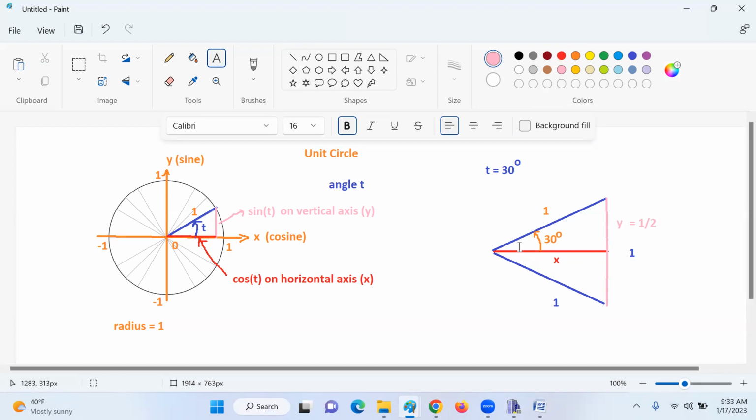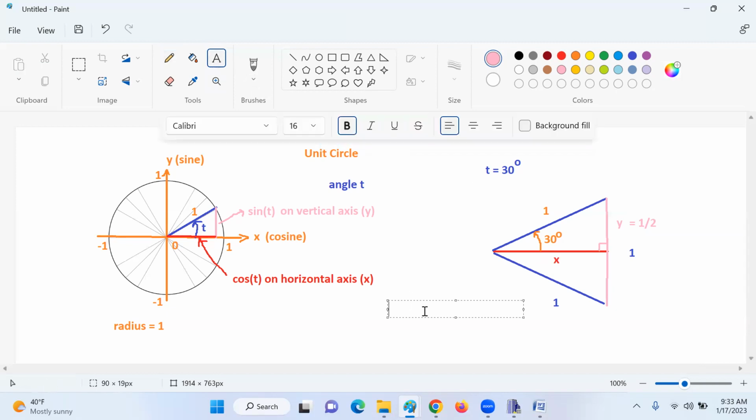So for x, we can also use the Pythagorean theorem, I'm sorry. To figure it out, we have a squared plus b squared equal to c squared. We're definitely going to use that on the test. Okay, so don't forget it. So we can have x squared plus y squared equal to 1. So we can figure that out.